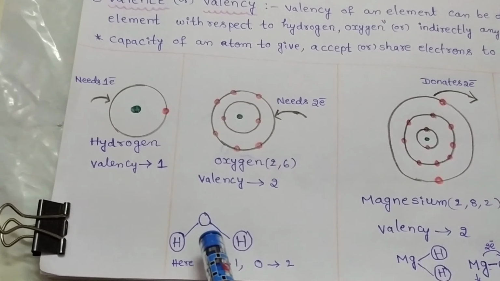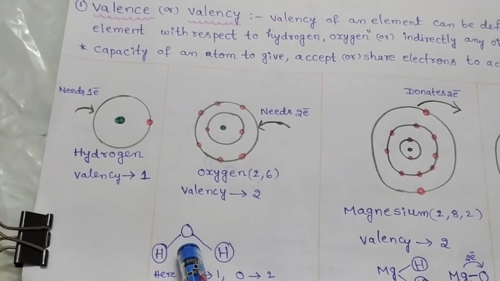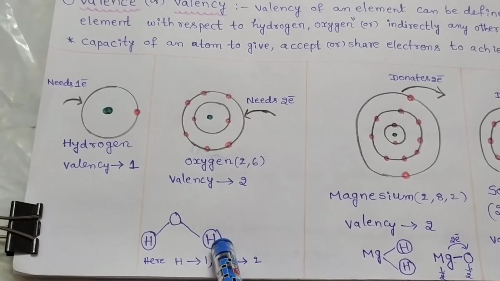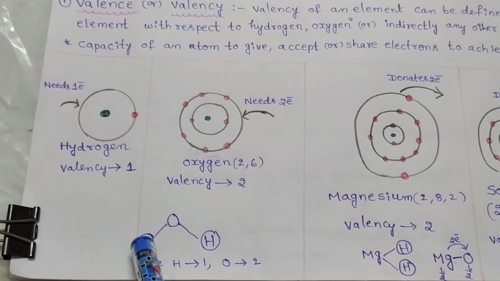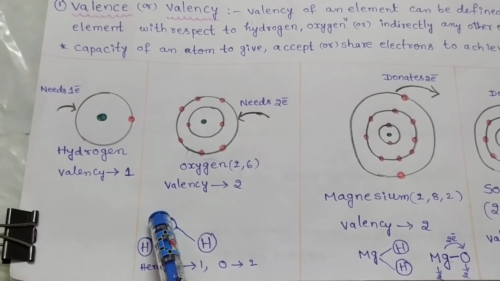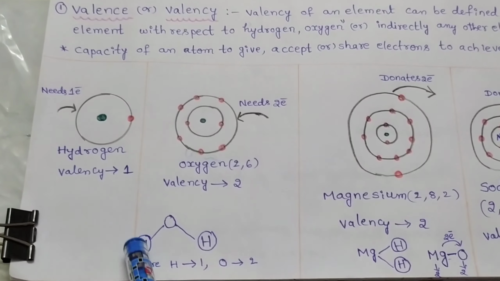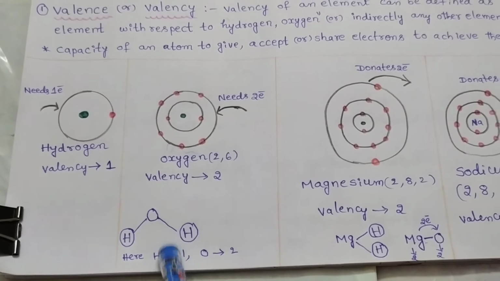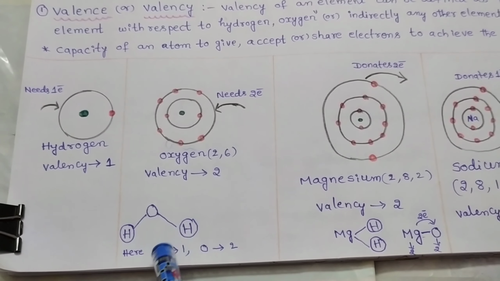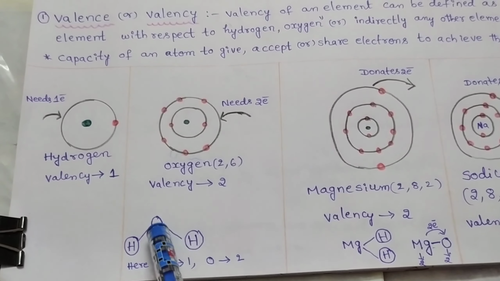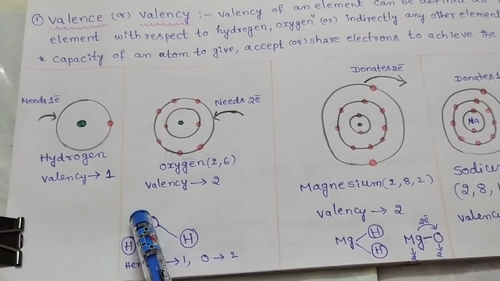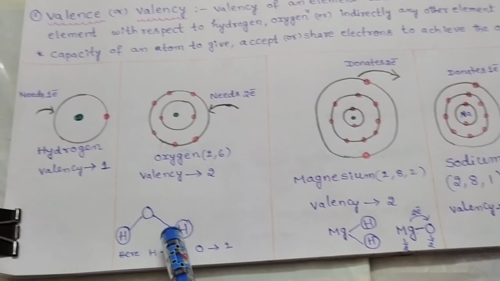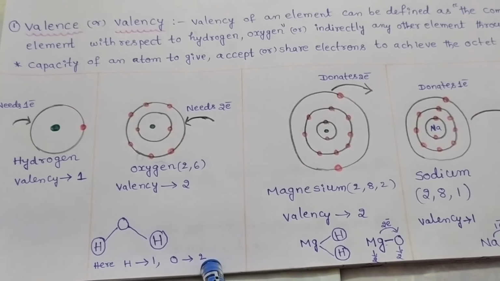For example, this oxygen atom will take the 2 electrons from 2 hydrogen atoms. Here, each hydrogen atom will donate 1 electron to oxygen. So here the hydrogen valency is equal to 1. The first hydrogen valency is equal to 1, and this second hydrogen valency is also equal to 1. Here the oxygen atom will take 2 electrons from these 2 hydrogen atoms. So this oxygen atom has a valency equal to 2.